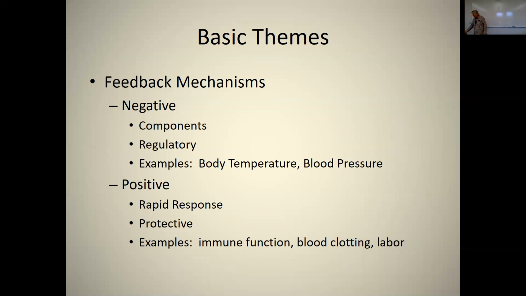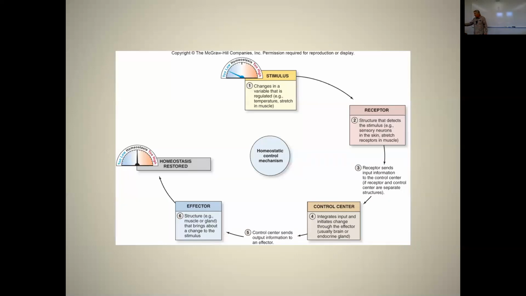Okay, components. Negative feedback mechanism right here. There's a stimulus, a change in a variable that is regulated, for example, body temperature, stretch in muscle. It is changing for some reason. You go on a really cold day, your body temperature starts to drop. You go on a really hot day, body temperature starts to go up. So there are receptors that detect this change in this homeostatic variable. So thermoreceptors in your brain and in the periphery are going to detect the change in body temperature. They send information to a control center.